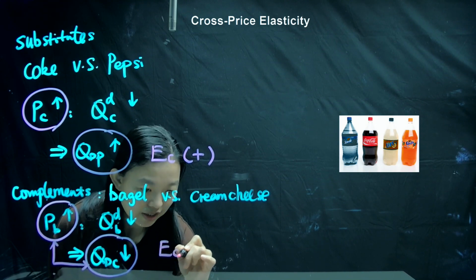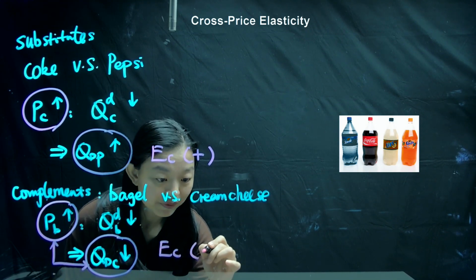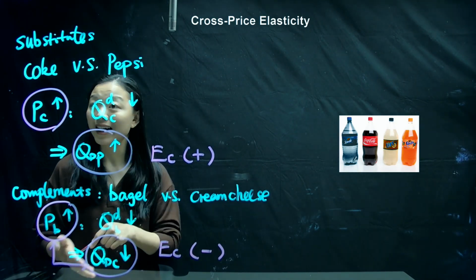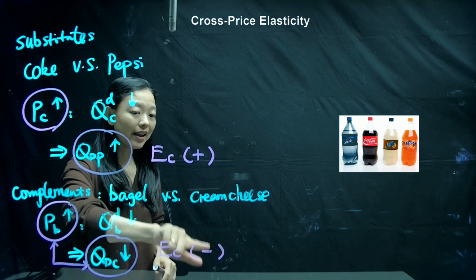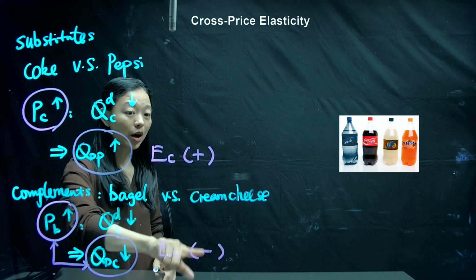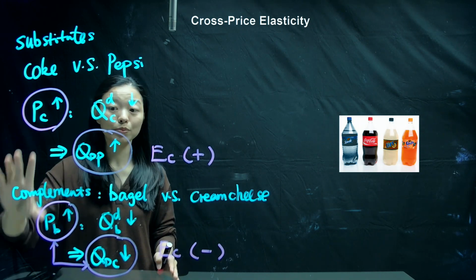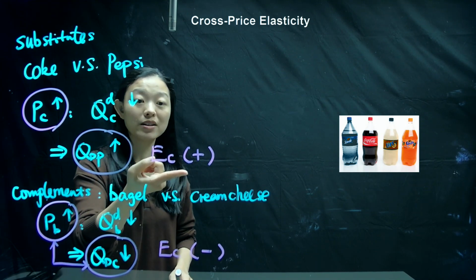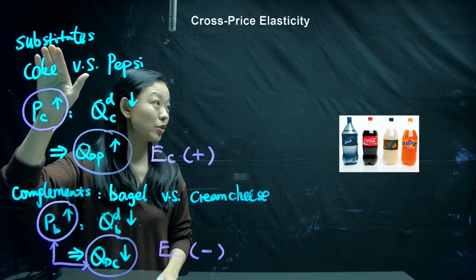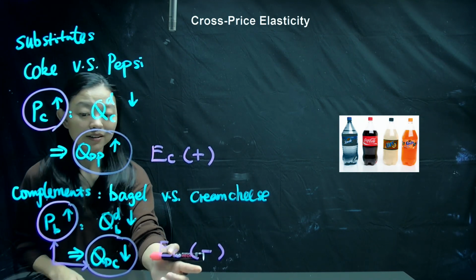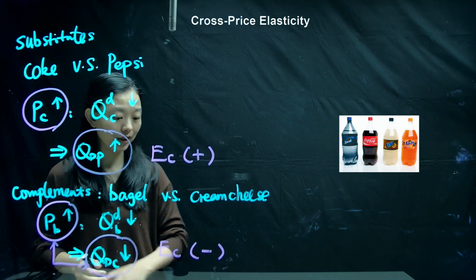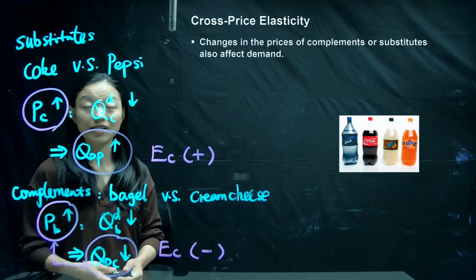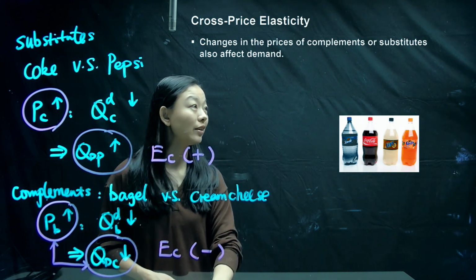We can predict the cross price elasticity should be negative. So this is why I say when we talk about cross price elasticity or income elasticity, the signs are very important, because the sign here will tell you the relationship between these two products, either they are substitutes or complements. If the cross price elasticity is positive, then these two products are substitutes. If cross price elasticity becomes negative, then these two products should be complements. So a change in the price of complements or substitutes will also affect the demand. This is what we have learned in chapter 4, okay?